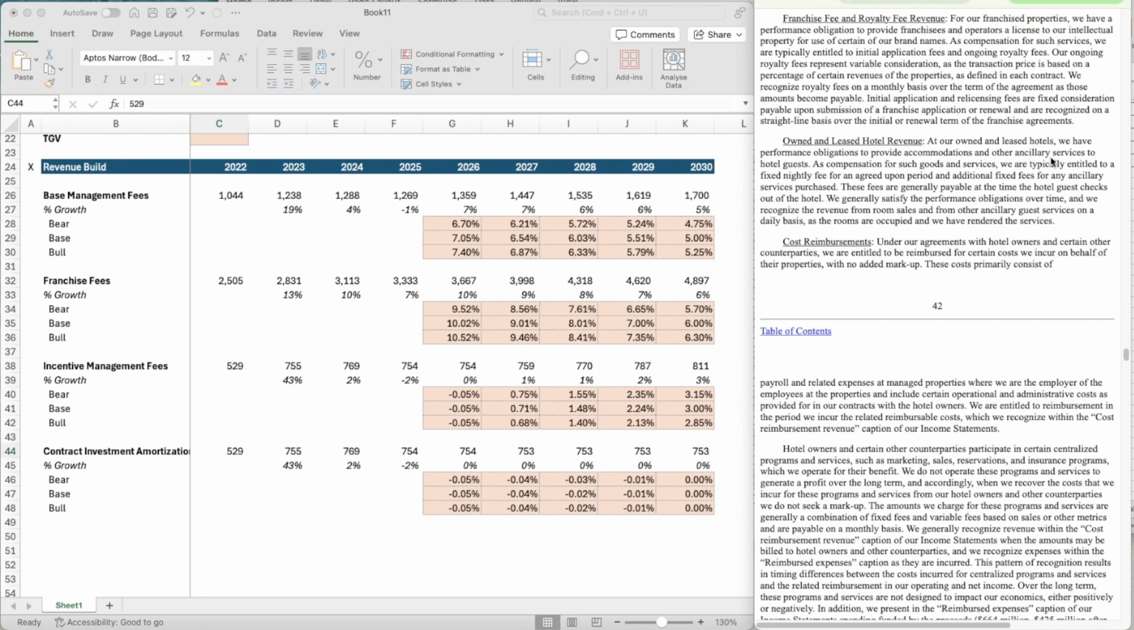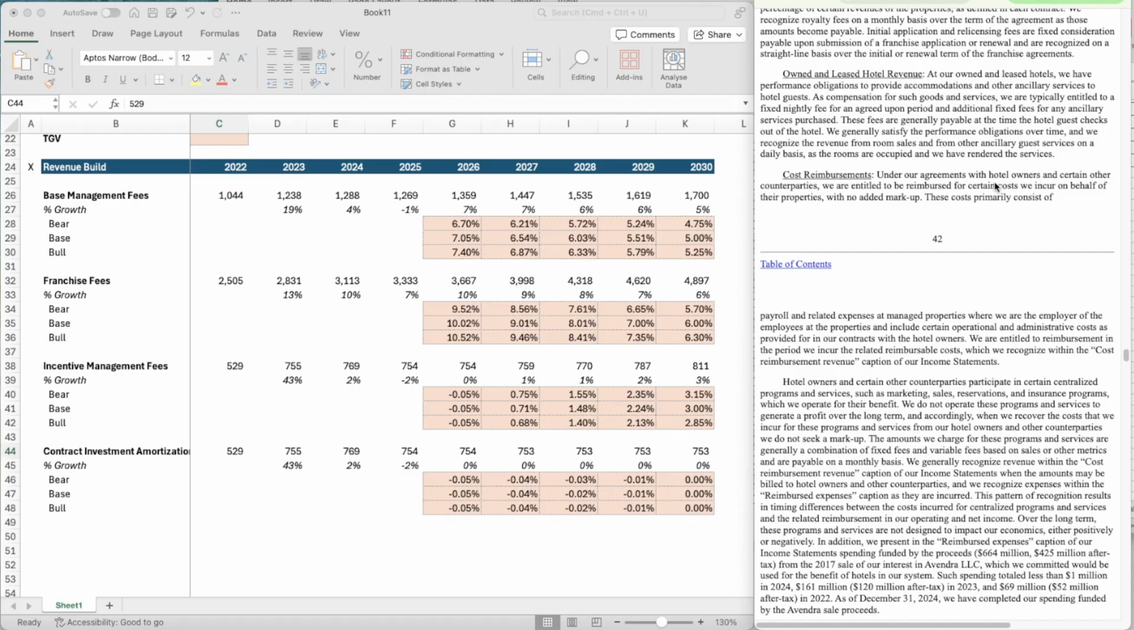At our owned and leased hotels, we have a performance obligation to provide accommodations and other services, and we are typically entitled to a fixed nightly fee for an agreed compensation for such goods and services. Okay.